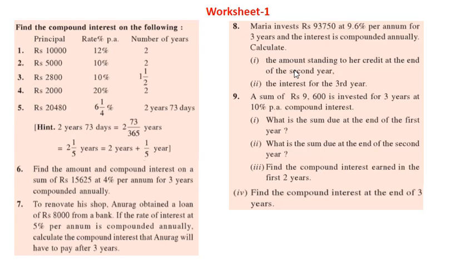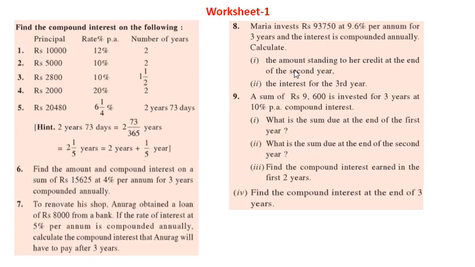Yes, problem is simple. Now 9th problem, a sum of rupees 9,600 is invested for 3 years at 10% per annum compound interest. What is the sum due at the end of first year? Okay, what is the sum due at the end of second year? And third, find the compound interest earned in the first 2 years.